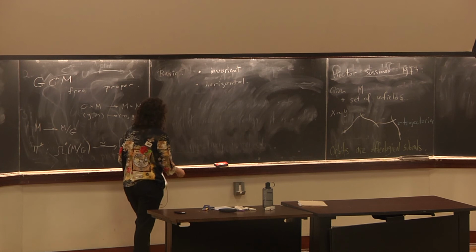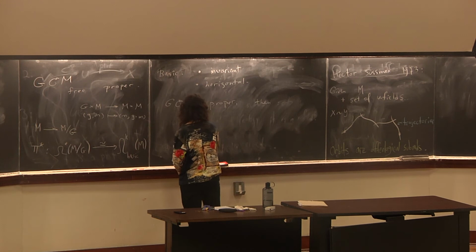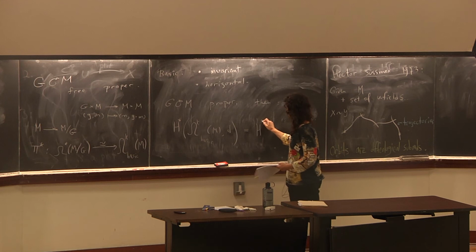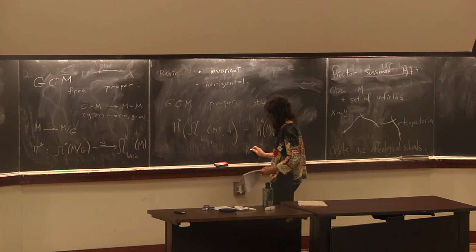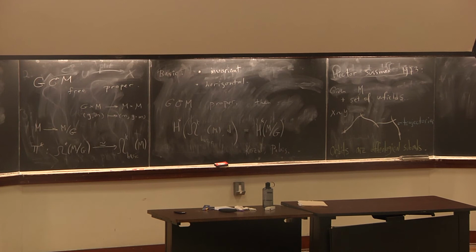And one thing that remains true here for proper action, not necessarily free, is that the basic forms, again, form a complex whose cohomology is just the cohomology, let's say singular or whatever, of the quotient. This was shown by Koszul for a compact group action and by Palais for proper group action. And just to be very honest, responding to Sue, when I talk about ordinary manifolds here, yes, I do insist that they be Hausdorff and second countable.